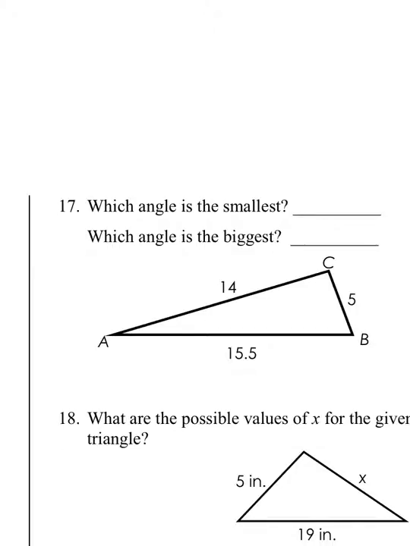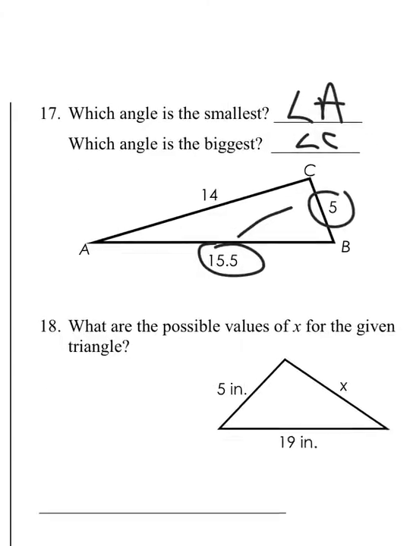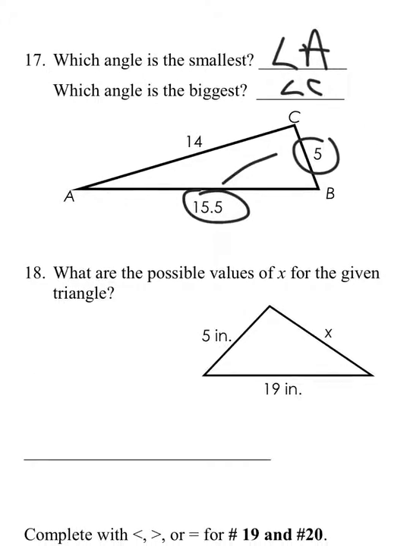So same idea on number 17. Which angle is the smallest? Well, across from 5, your shortest side, is A. Which angle is the biggest? Across from 15.5 is C. What are the possible values for x for the given triangle? So again, not drawn to scale, just looking for the range of values. 19 minus 5, 14, 5 plus 19, 24.